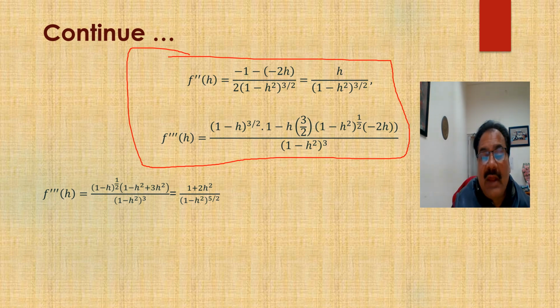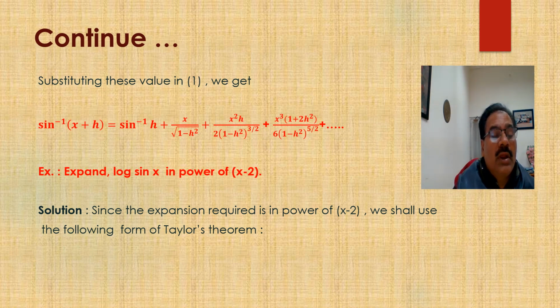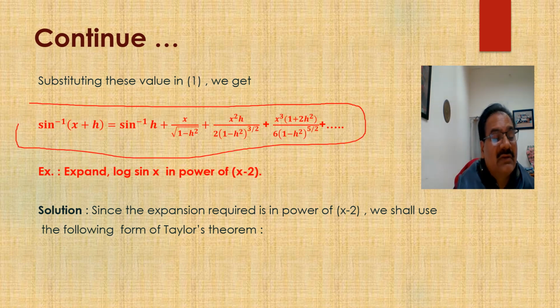Now, you may summarize this as (1 plus 2h square) divided by (1 minus h square) power 5 by 2 in a simplified form. So, on simplification, you will get this. Now, after putting these values in equation 1, you may write this series, that is the series of sine inverse (x plus h) is equal to sine inverse h plus x divided by under root 1 minus h square plus x square h divided by 2 times (1 minus h square) power 3 by 2 and so on. So, this is the expansion of this series.